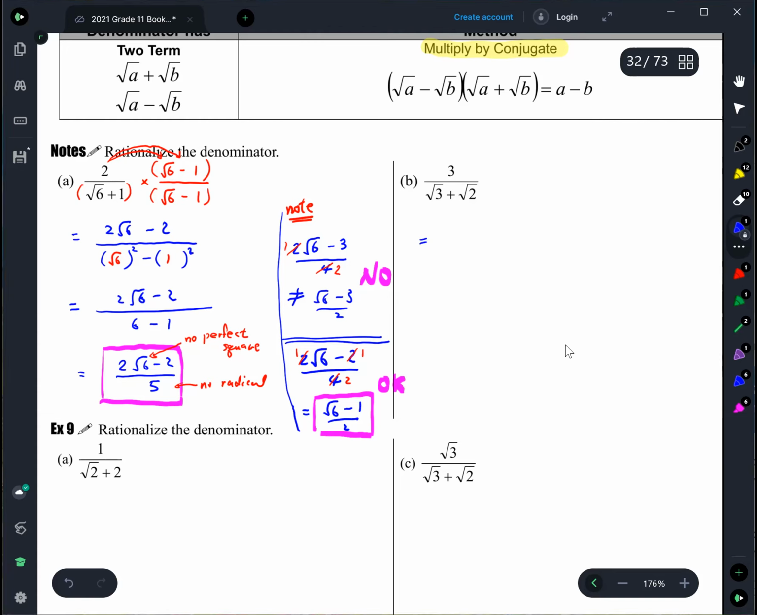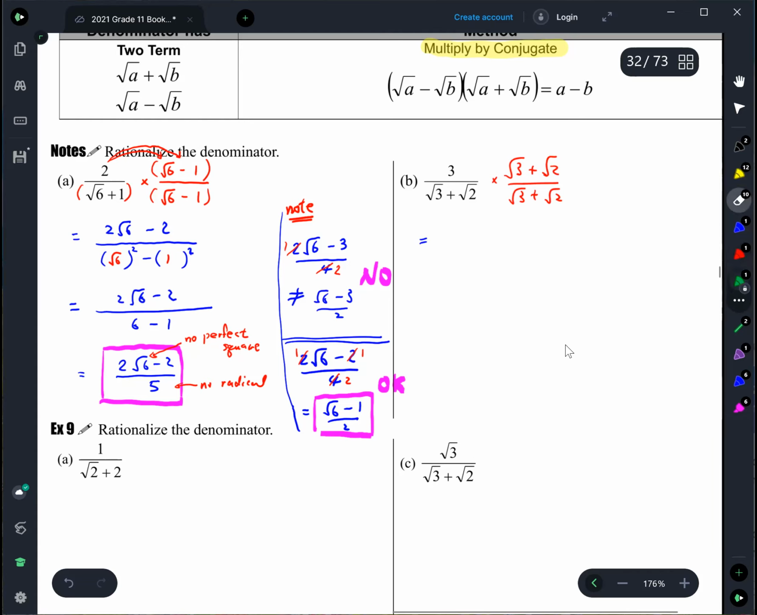Nope. Okay, then can you tell me for question B, what's the conjugate that we need to multiply? We need to multiply √3 plus √2. Why do you think it should be plus? Because we're trying to find the conjugate. Oh, it should be minus then.